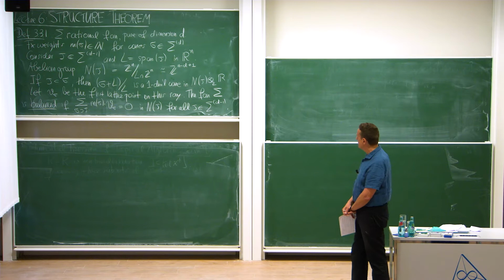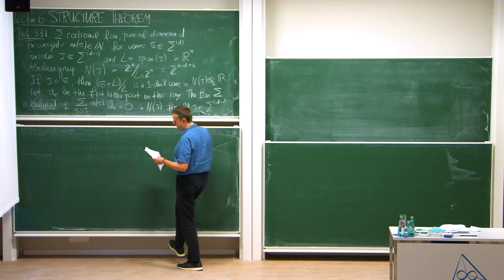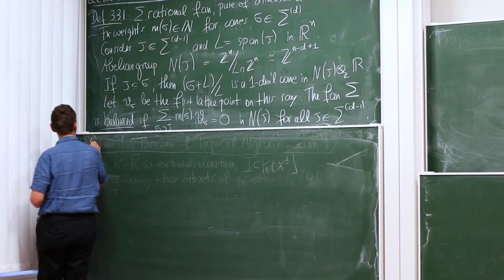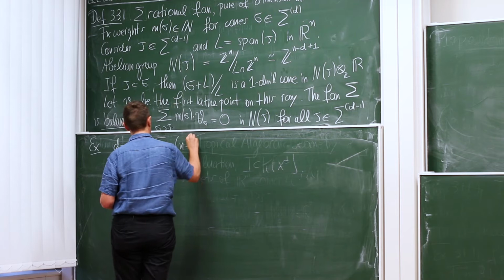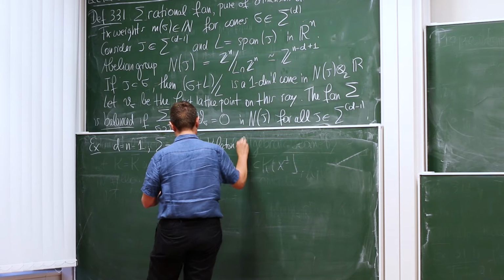That's a balanced fan. Let's visualize this for polytopes. So example, let's look at the case where d is n minus 1 and where sigma is the n minus 1 skeleton of the normal fan of a lattice polytope.